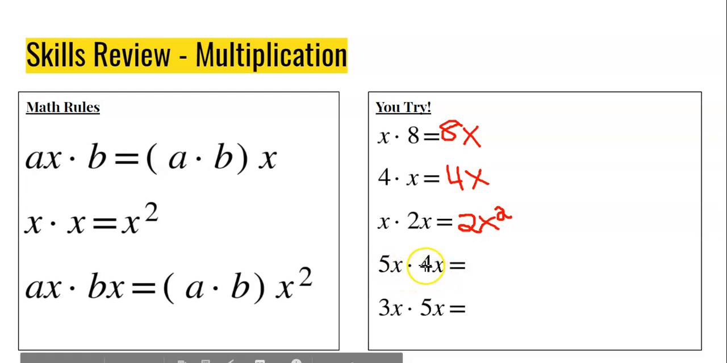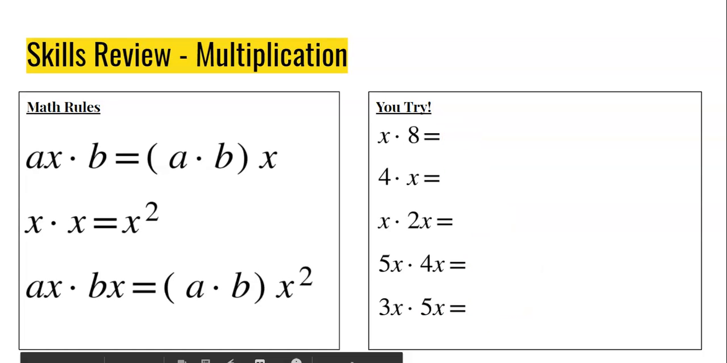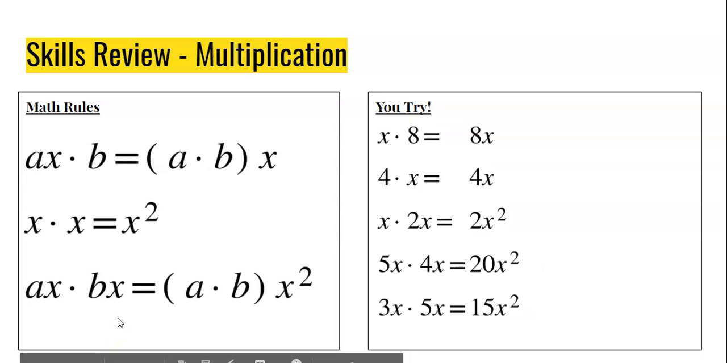5x times 4x. So you're going to do 4 times 5, number by number, and variable by variable, so x times x. I'll let you guys do that for a second. And you should have gotten 5 times 4 is 20. x times x is x squared. Finally, we have this one where we have 3x times 5x. 3 times 5 is 15. x times x is x squared. So generally those were our answers. So we go on to the next slide. You'll see that those were exactly the answers we got.